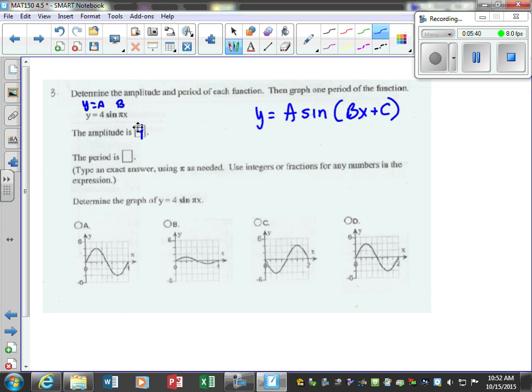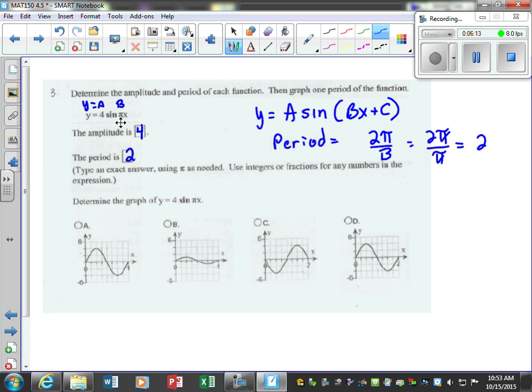Alright, now the period. Let me move that out the way. The period is calculated by, we recall from our formulas, the period is 2 pi over b. Okay, so 2 pi, what is our b in this particular example? Pi. Good, so it's 2 pi over pi, and then that simplifies to just be 2. Good, so our period in this example is 2.